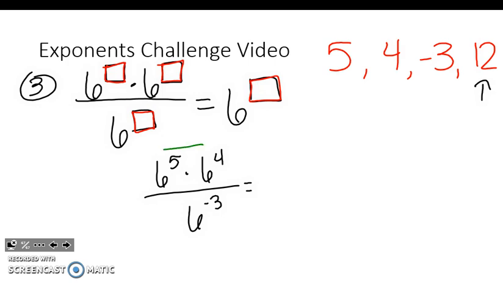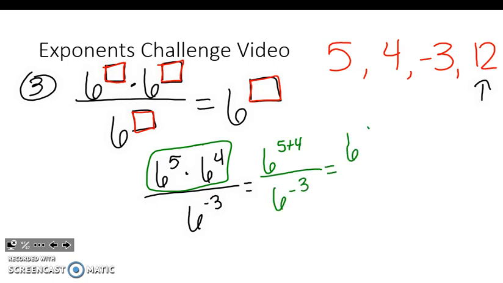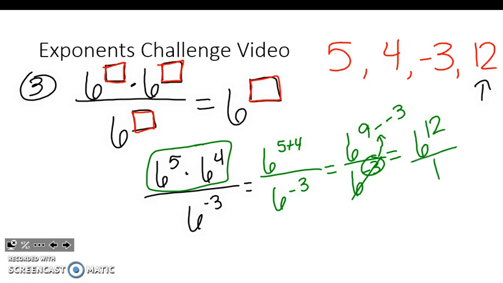Well, I know to simplify this on the top, I would have to take 5 plus 4, which would equal 6 to the 9th over 6 to the negative 3. And then I know using the quotient rule, I would need to take 9 minus a negative 3 to get 6 to the 12th, which is the exponent that I needed. So I ended up being right the first time. Now, so your final answer to me would be 5, 4, negative 3, and 12.